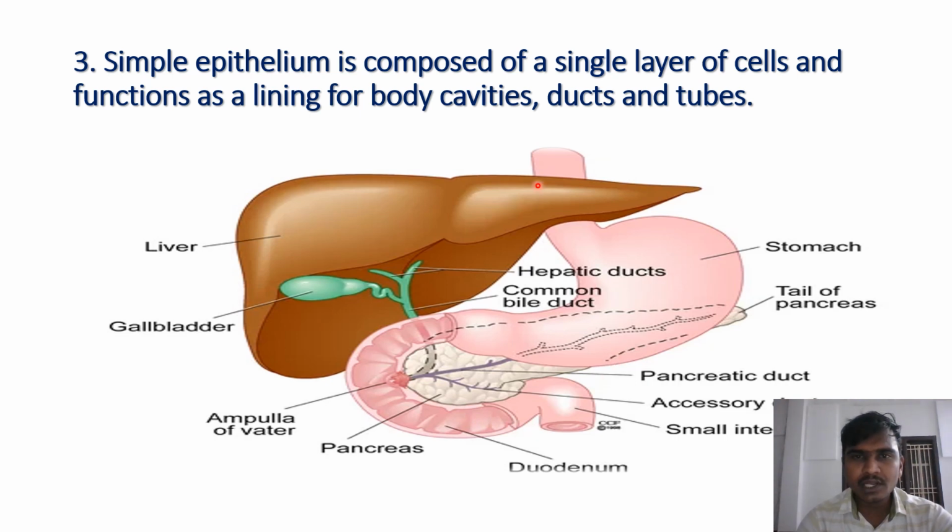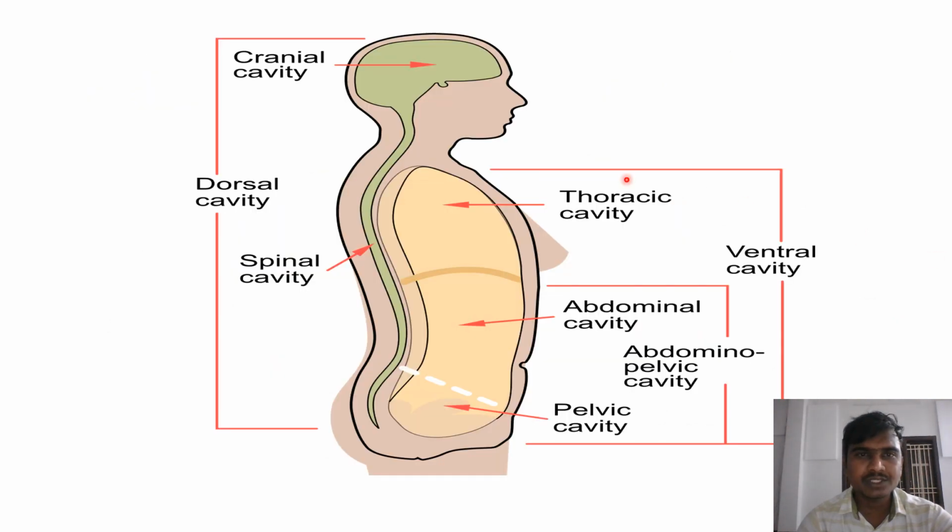Now we are talking about the ducts. These are the hepatic ducts. This is the pancreatic duct. This is the common bile duct. So simple epithelium lines all these ducts. And also cavities, sorry.